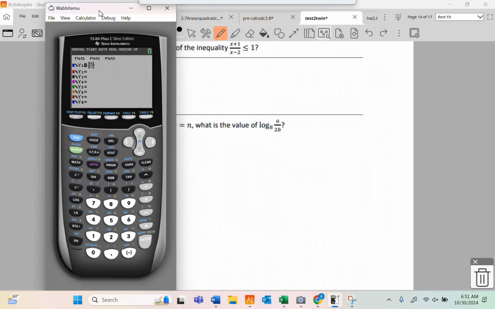And at y2, there's a 1. And we're going to hit zoom 6. Now, do remember I said x couldn't be 2.